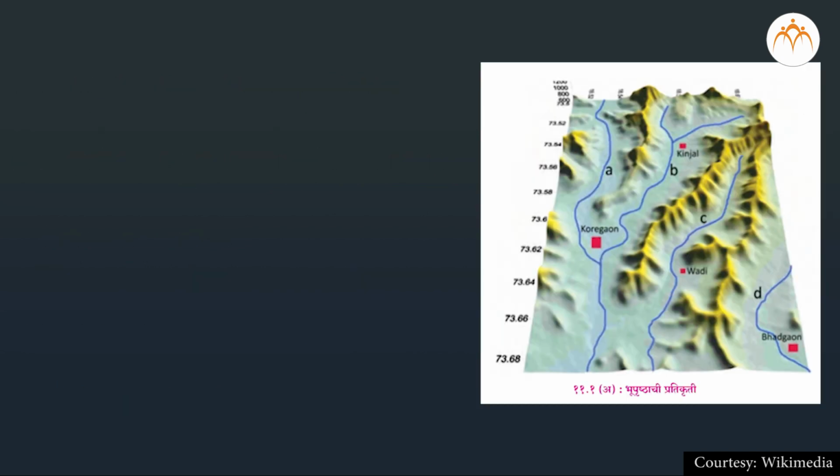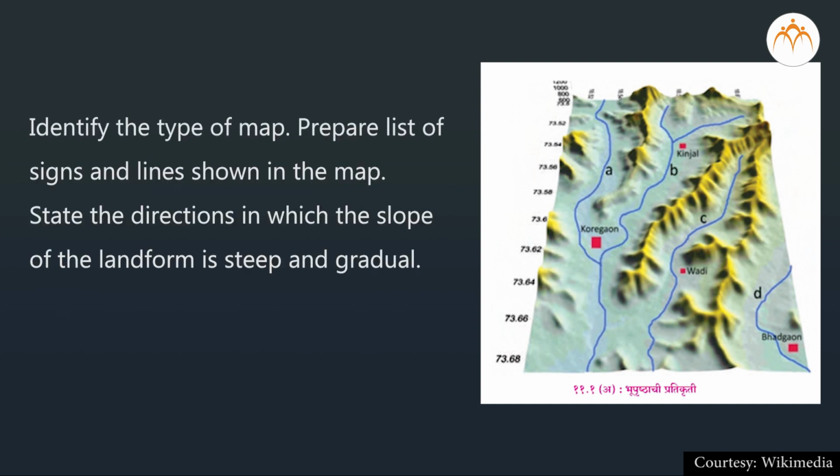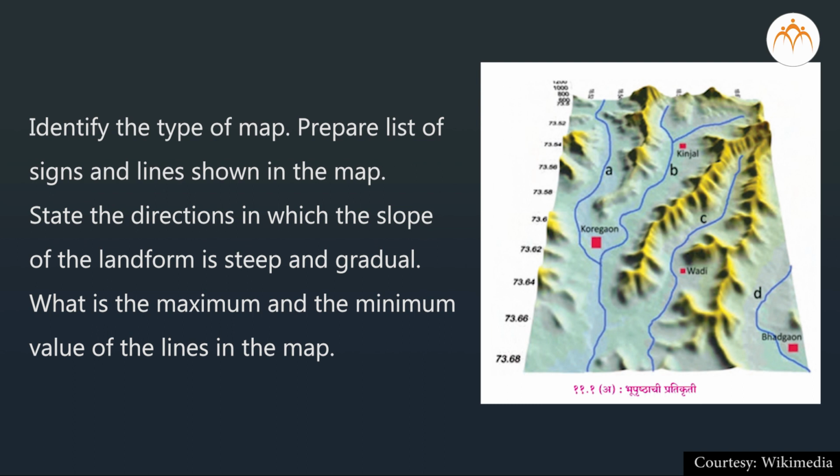Write down the following information with the help of the map. Which are the landforms shown in the map? What does blue color denote? Which color is used for habitat in this figure? Identify the type of map. Prepare a list of signs and lines shown in the map. State the directions in which the slope of the landform is steep and gradual. What is the maximum and the minimum value of the lines in the map?